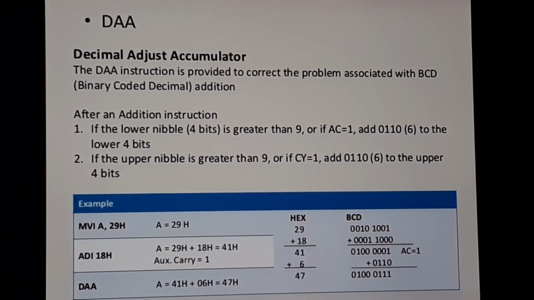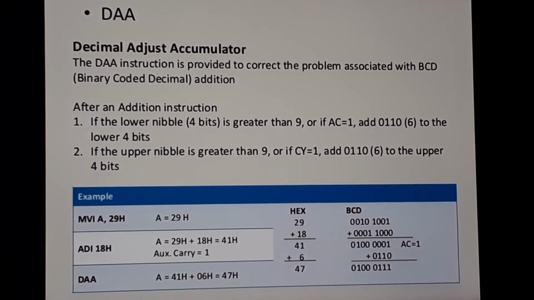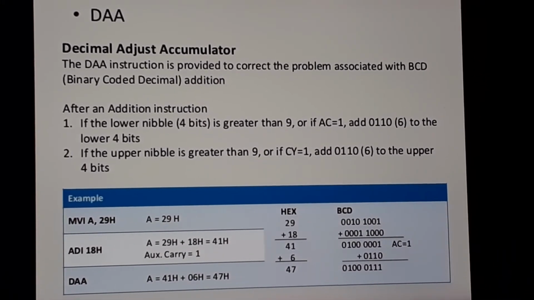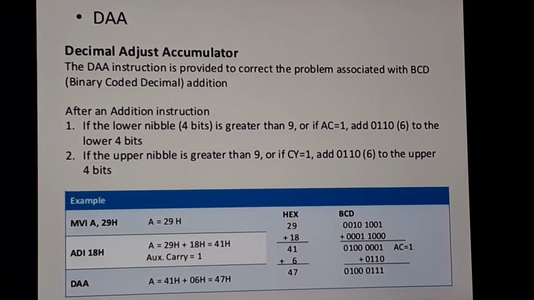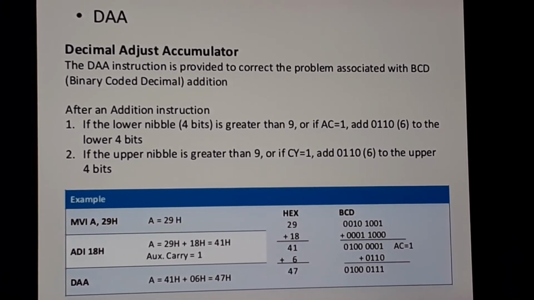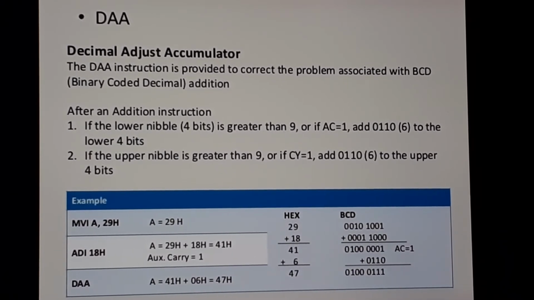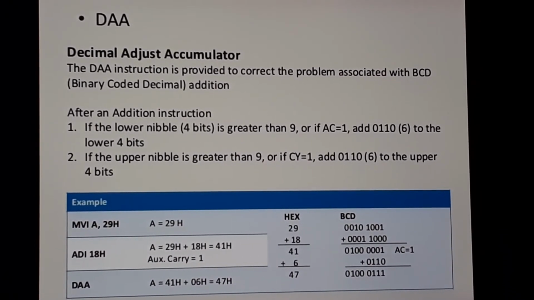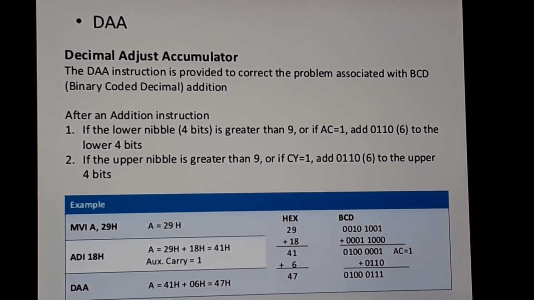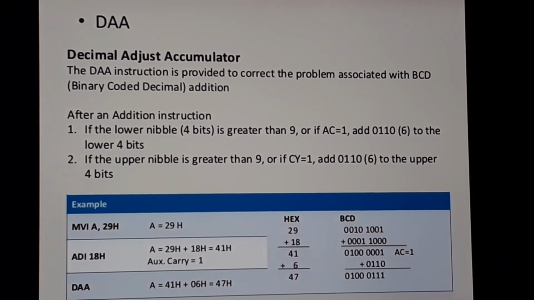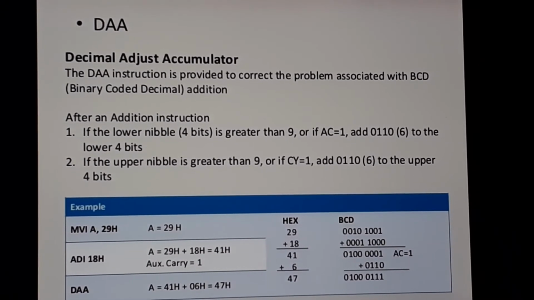That is, after an addition instruction, if the lower nibble, that is the lower 4 bits of the instruction, is greater than 9. Okay, greater than 9. 9 in binary comes as 1001, correct? If it is equal to 9, it is fine, but it should be greater than 9. Means it should be either 10, 11 and so on, correct?